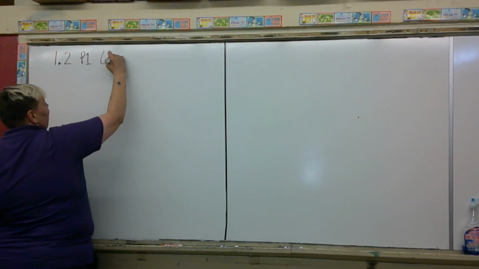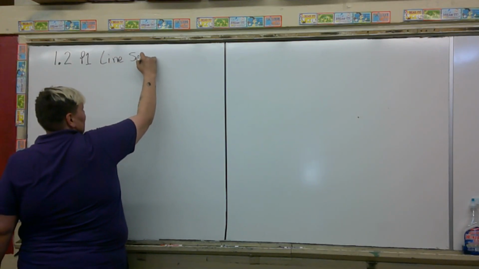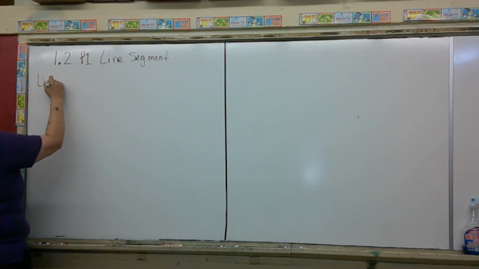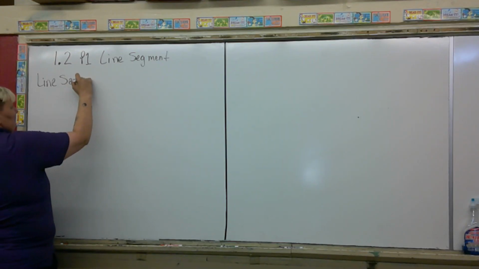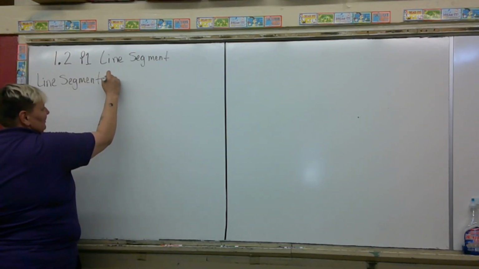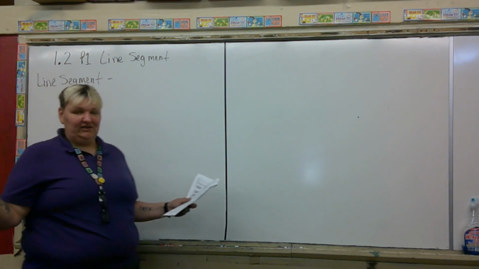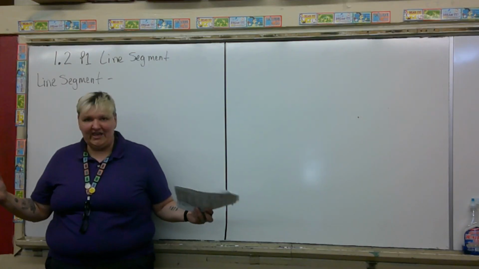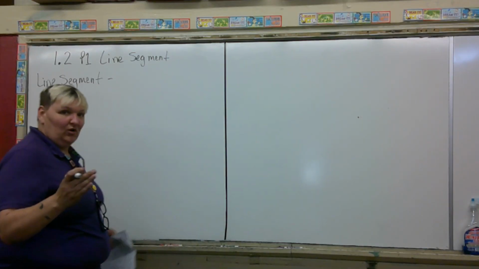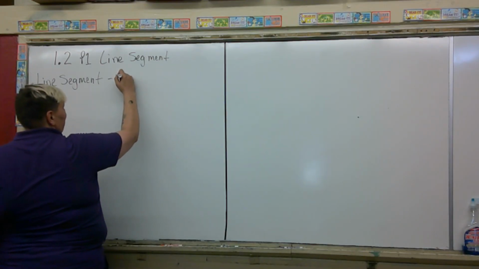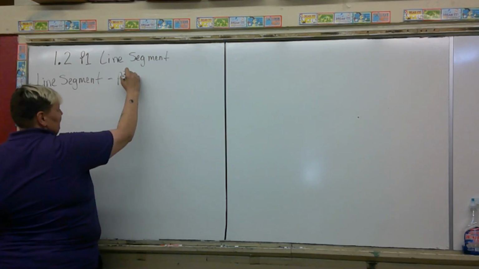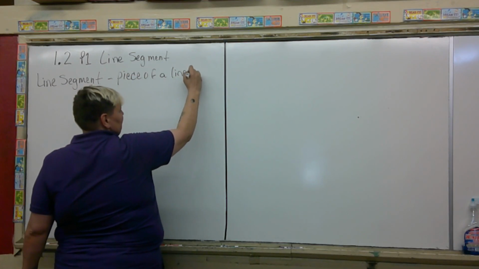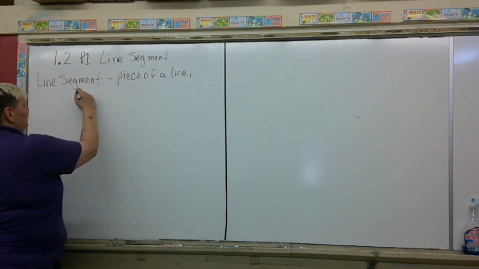Alright, line segments. What is a line segment? A line segment is just a piece of a line. A line extends in two directions forever, so you can't measure it, right? If you want to measure it, you have to cut it into pieces. So it's just a piece of a line. And because it's just a piece of a line, it's measurable.